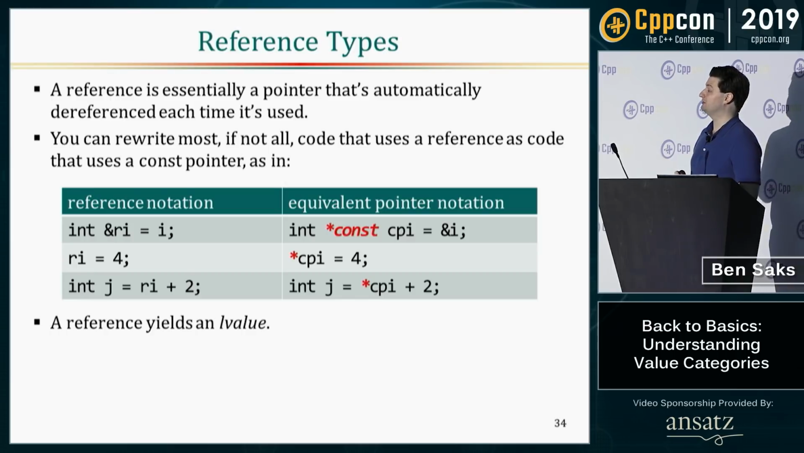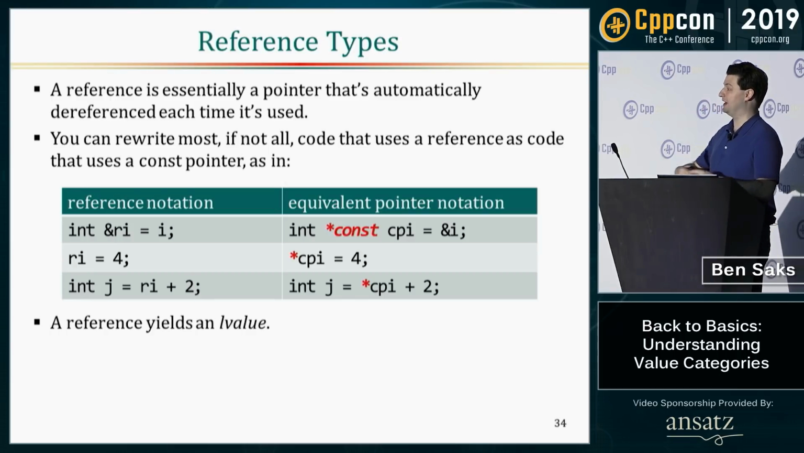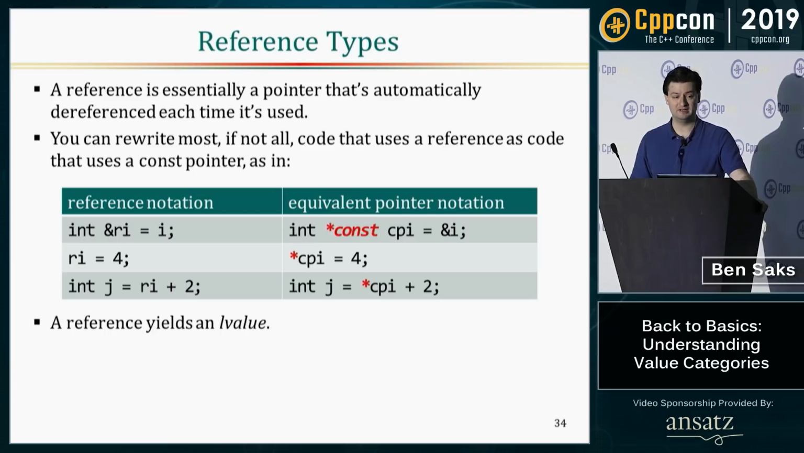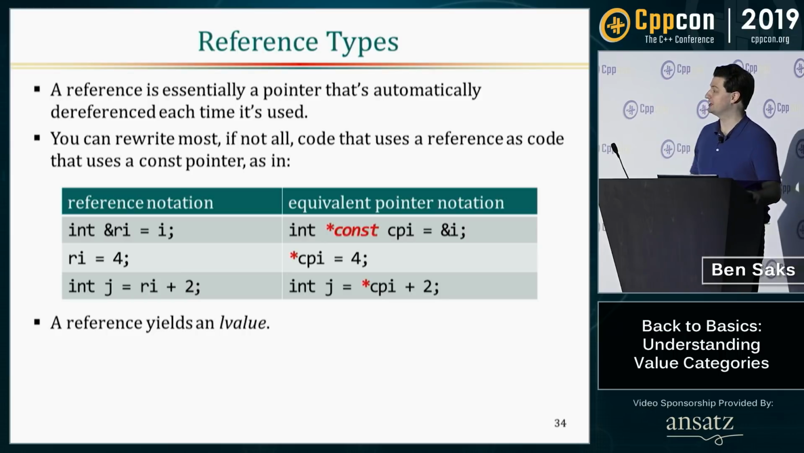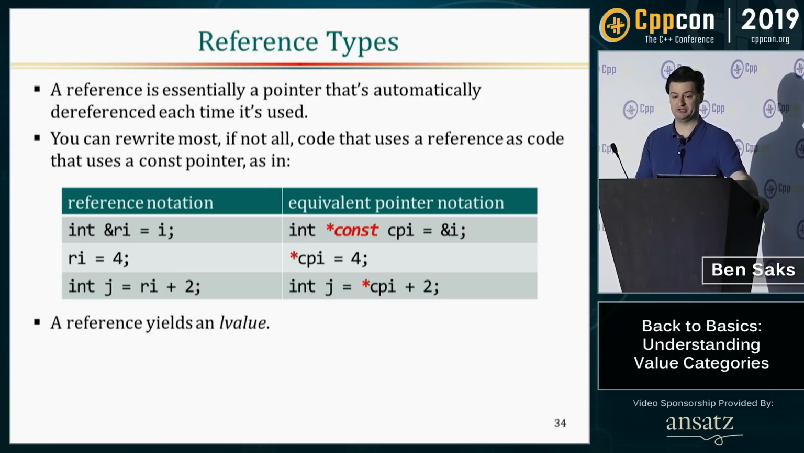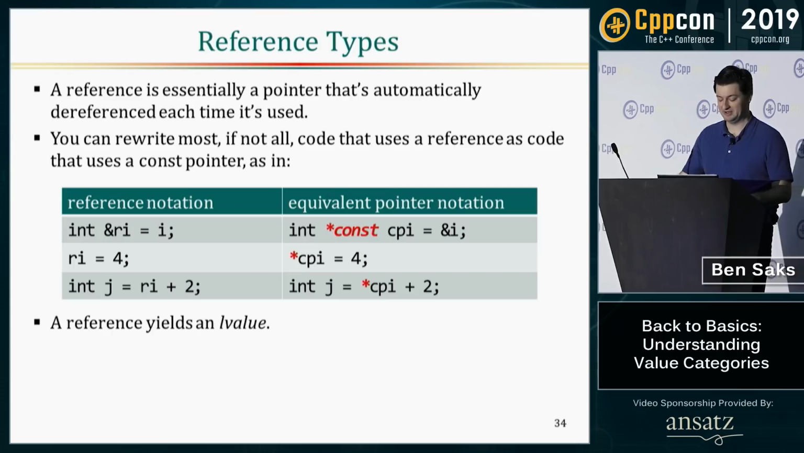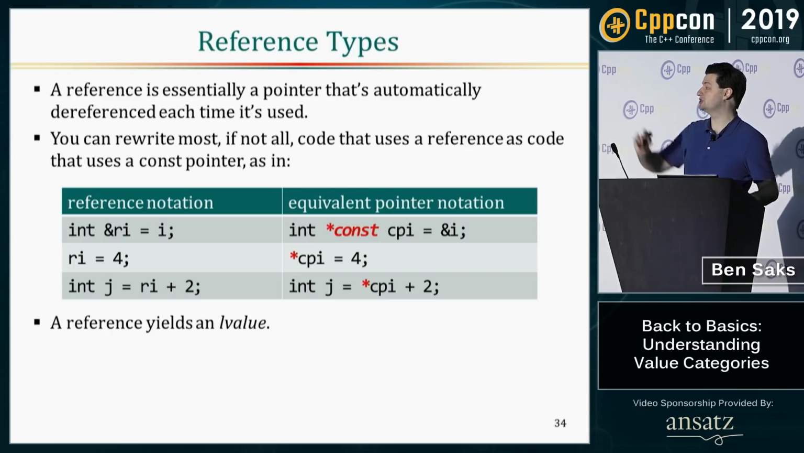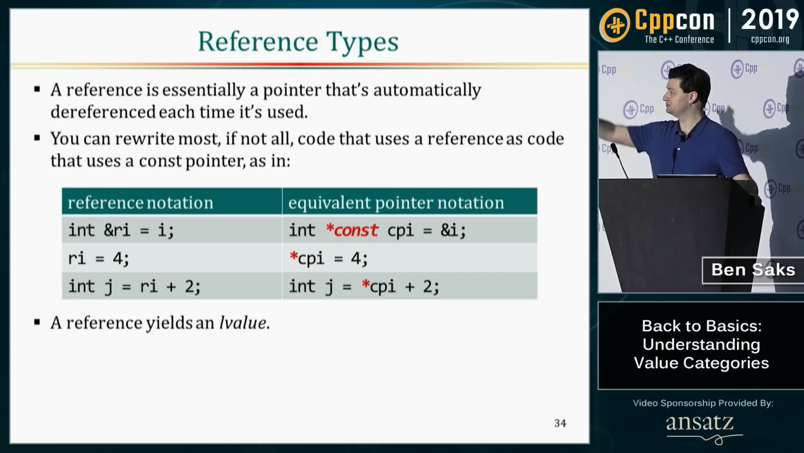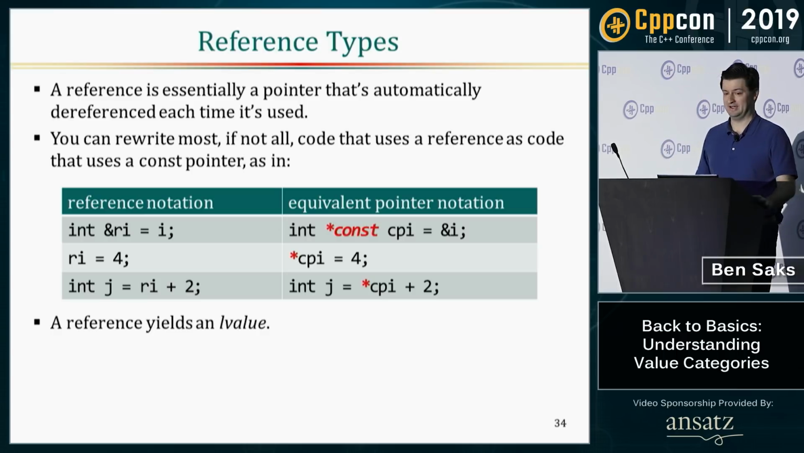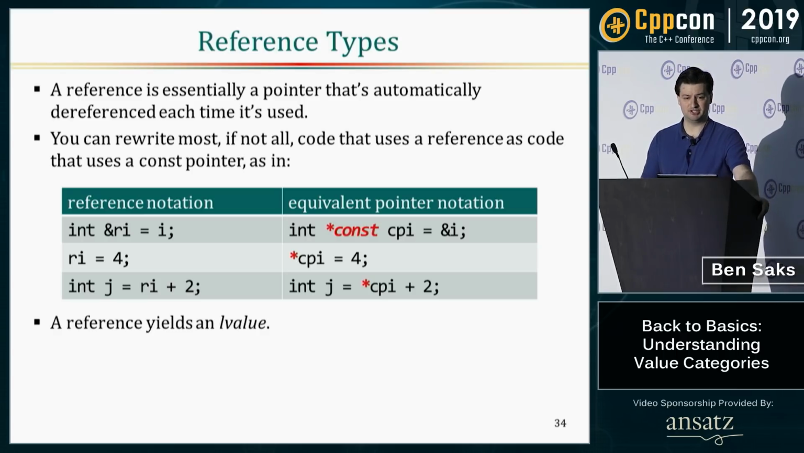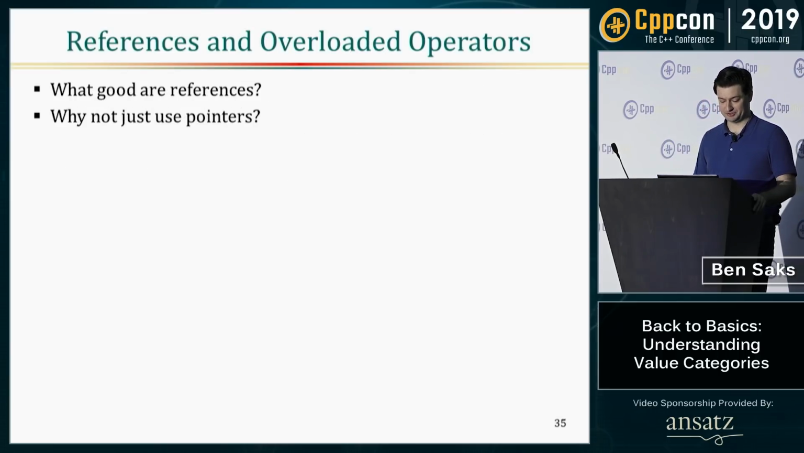Because a reference, once it's bound to a value like i, is always bound to i. There's no way to rebind it to something else. So the closest analogy with pointers is a constant pointer that always points to the same thing. And then anywhere that we would have used ri with a reference, we can use star cpi as a pointer. And so just like star cpi yielded an lvalue, references are also lvalues.